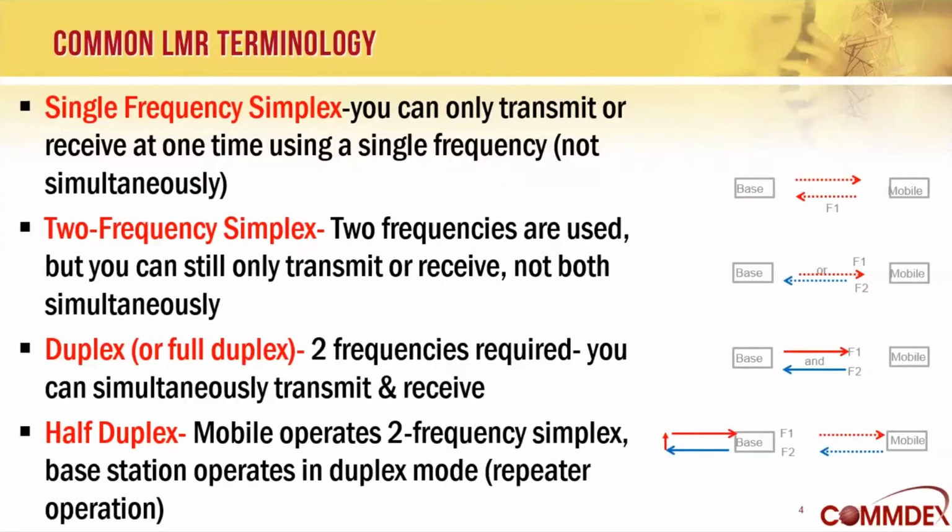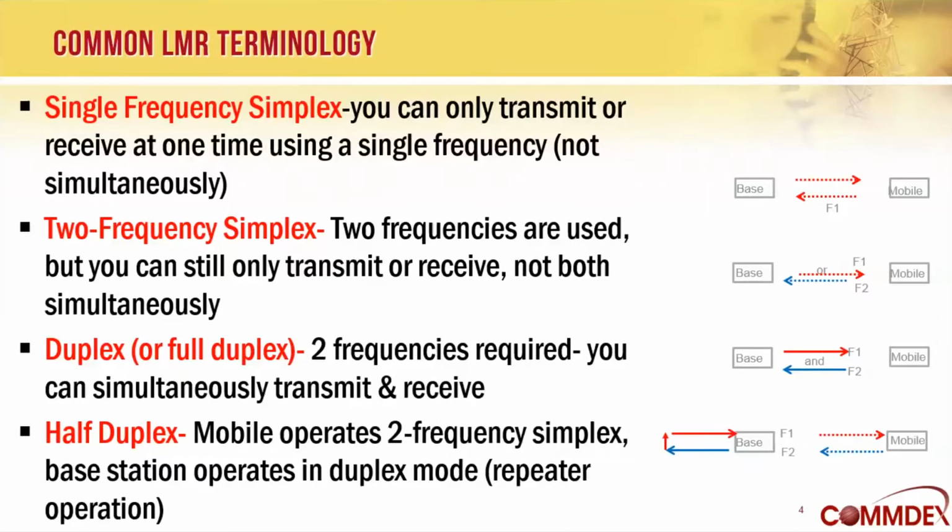That's where you have 2 separate frequencies, one in each direction, but the difference is you can simultaneously transmit and receive. And the most familiar example of this, of course, is cellular phones, which use duplex frequencies so that you can talk and listen at the same time. So the primary difference between land mobile radio and cellular technology is simplex versus duplex, the ability to talk and listen at the same time.